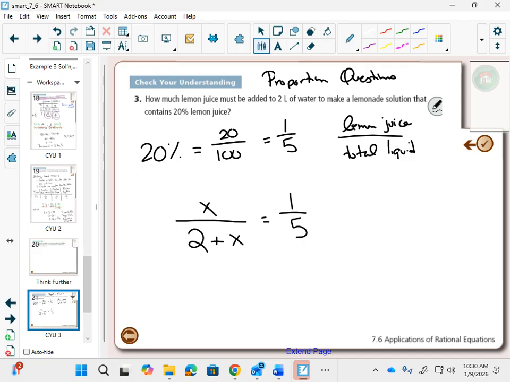The number one mistake in this question is saying, oh, you want 20% lemon juice? 20% of 2 liters is 400 mils. I'll add 400 mils. But it won't be 20%. Because now your total liquid is 2.4 liters. And 400 out of 2,400 is not 20%.